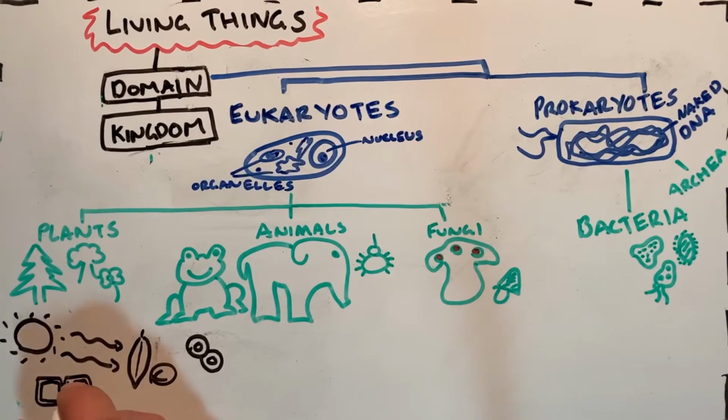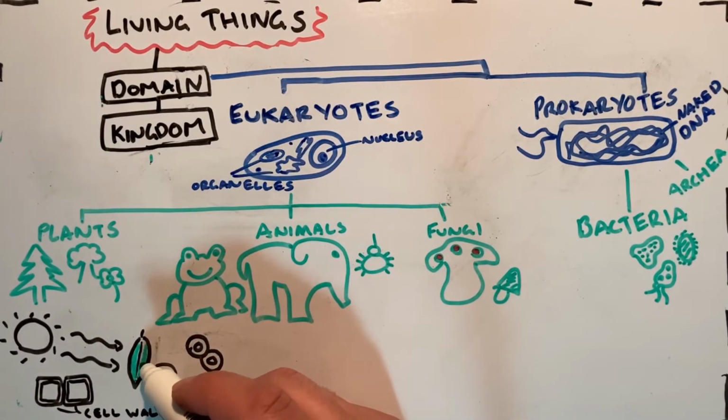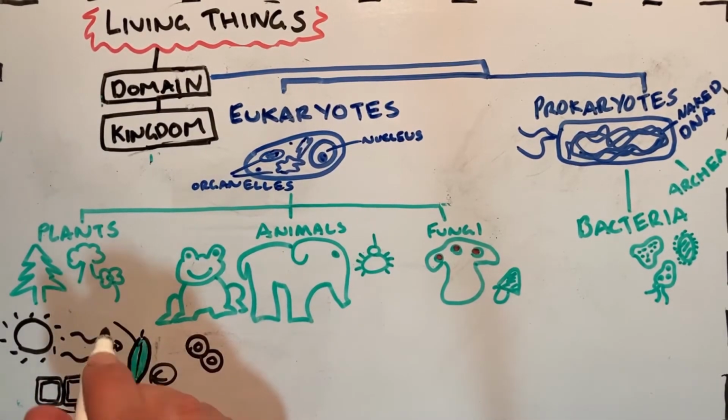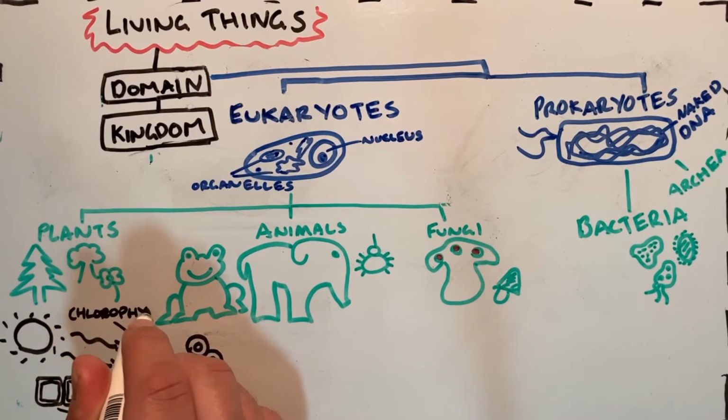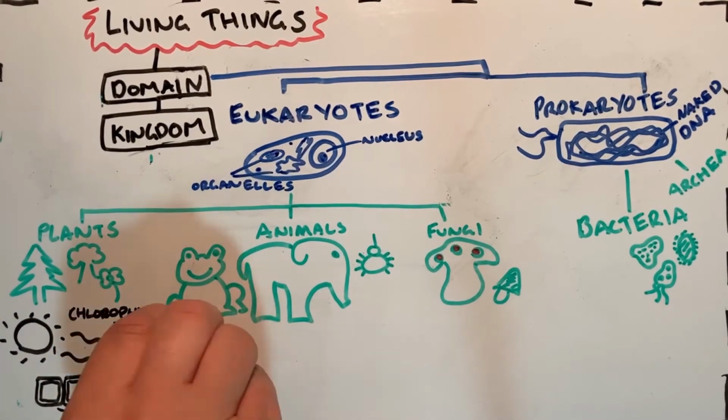Because they don't find or catch their food, they don't need to move, so their cell walls tend to be pretty hard and rigid. And the chemical that allows plants to use sunlight to break down the carbon dioxide is called chlorophyll. This chemical is green, and that's why most plants have some kind of green leaves or greenness to them.